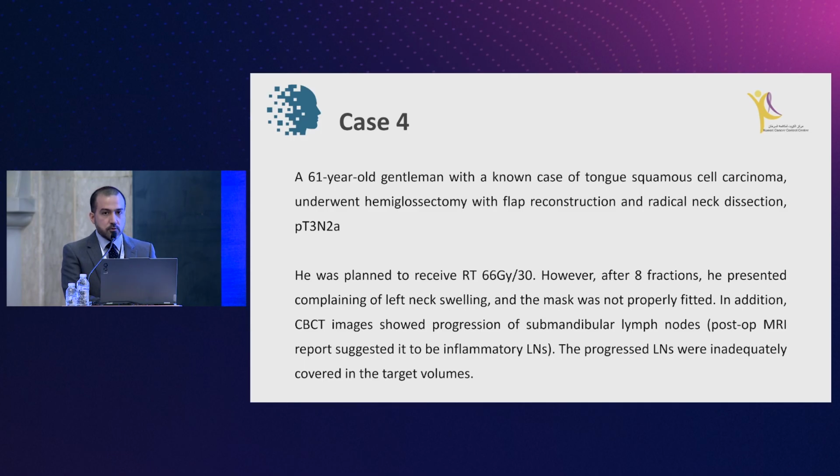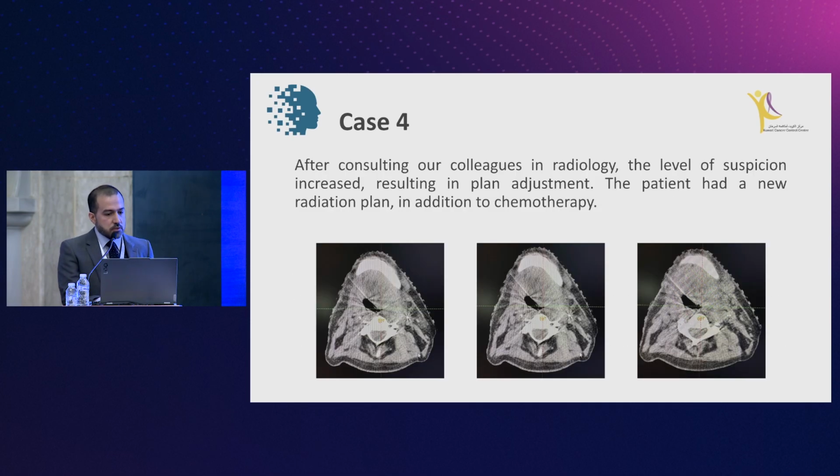So we reviewed the plan, which showed that the progressed lymph node was not covered in the target volumes. This is the cone beam CT we had. It's not the best quality, but when we reviewed all the slices of the cone beam CT, the level of suspicion of the increased size of the lymph node suggested disease progression. So we had to adjust the plan and added chemotherapy as well.